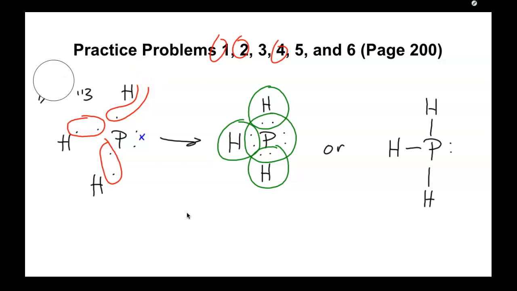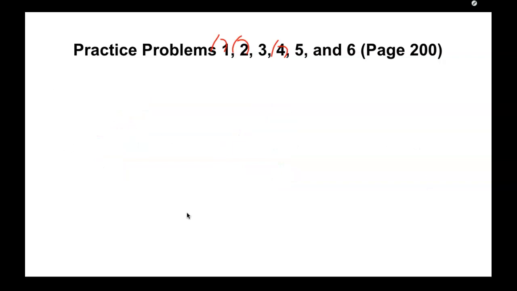Okay, let's try number 2. Number 2 wants us to draw the Lewis structure for H2S. Obviously, sulfur is going to have to be in the middle. It's got 6 dots. I'm going to put a hydrogen here and a hydrogen here.